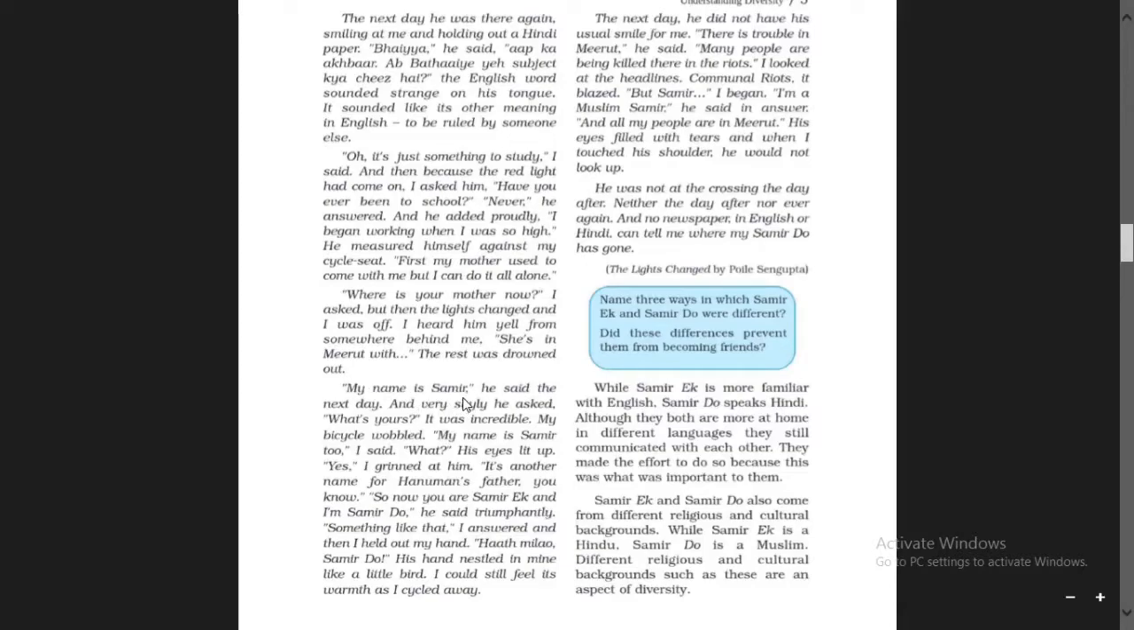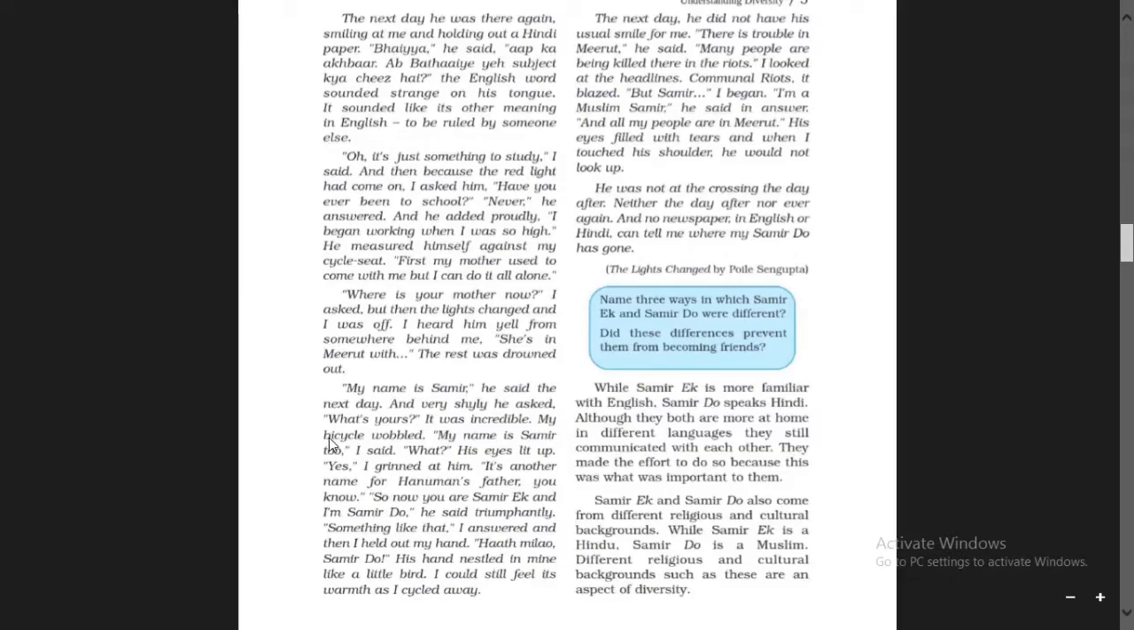My name is Shamir, he said the next day. Next day, the boy said his name is Shamir, and very shyly he asked, what's yours? Very shyly means very timidly. He asked, what's your name? What's yours? It was incredible. Incredible means impossible to believe.